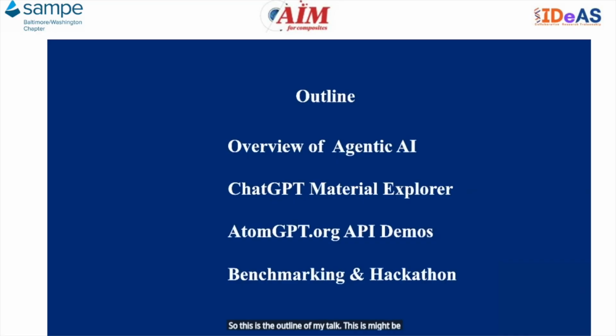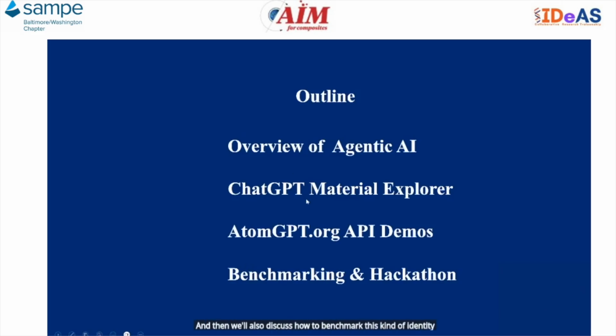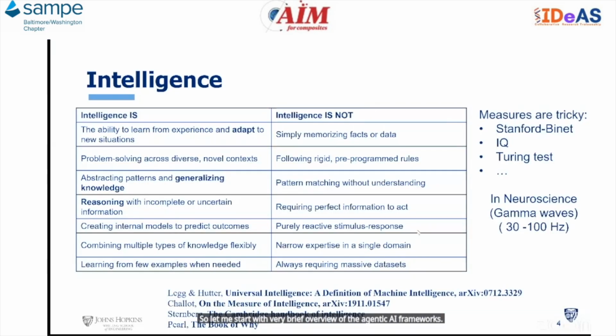So this is the outline of my talk. This might be a different approach of looking for material design. I will briefly talk about what is agentic AI. Then I'll talk about something called ChatGPT Material Explorer and its successor, atomgpt.org. And then we'll also discuss how to benchmark this kind of agentic infrastructure and some hackathon approaches. So let me start with a very brief overview of the agentic AI frameworks.